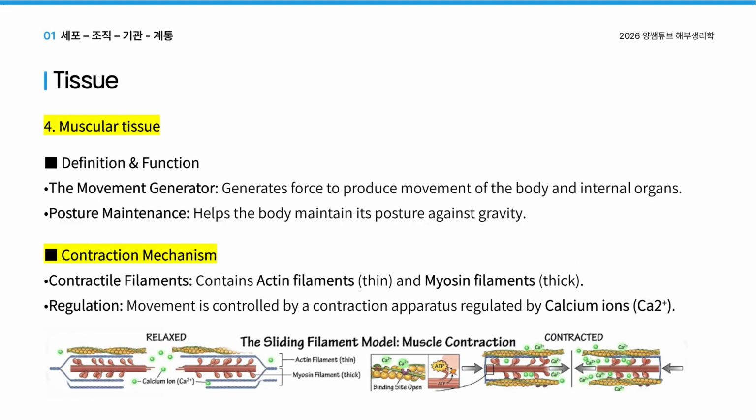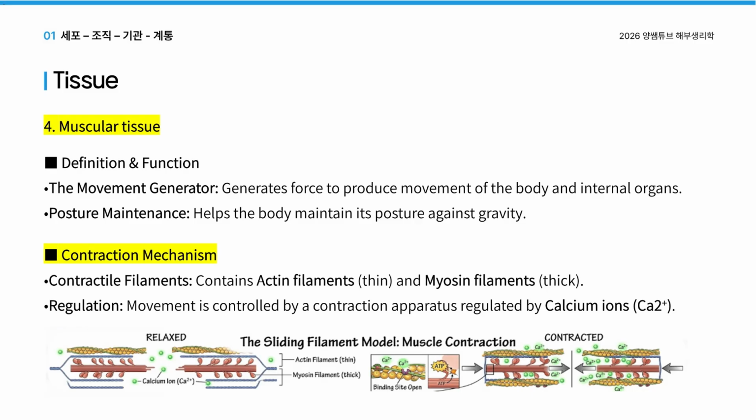Having explored the body's framework through connective tissue, we now turn to the engine that drives us, muscular tissue. While the framework provides support, this tissue is what actually powers our every movement. First, let's define its role. Muscular tissue is the movement generator. It generates the force needed to move our limbs, and even our internal organs. But it's not just about movement. It also plays a vital role in posture maintenance, helping us stay upright against gravity.